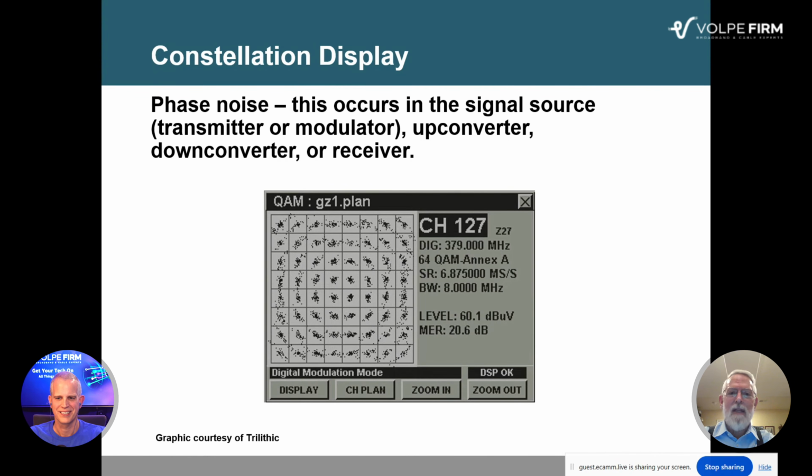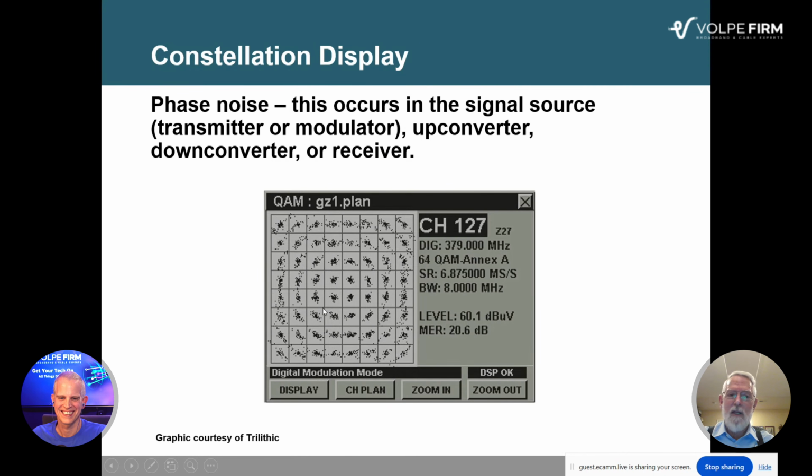This is in an active device, the transmitter or modulator. The receiver can do this, and any place where you've got RF up conversion, RF down conversion. You're not going to fix this in the home. No, you ain't going to fix this in the home unless it's the device itself.